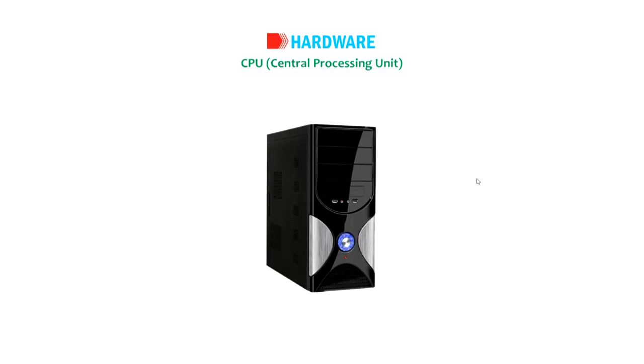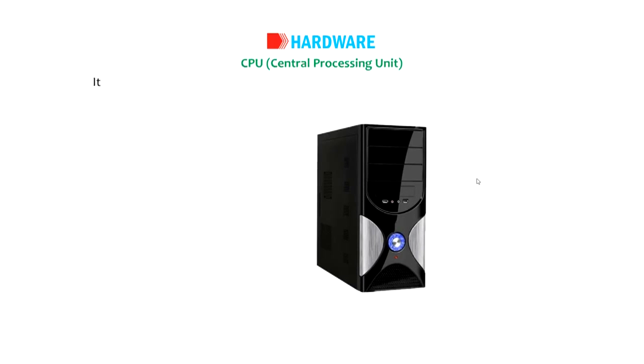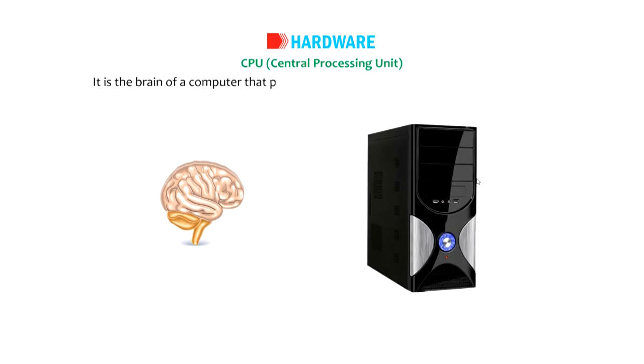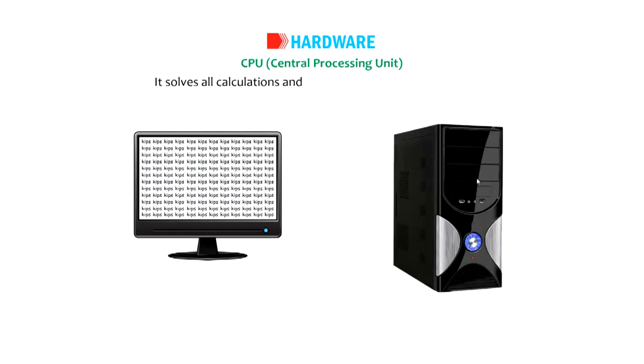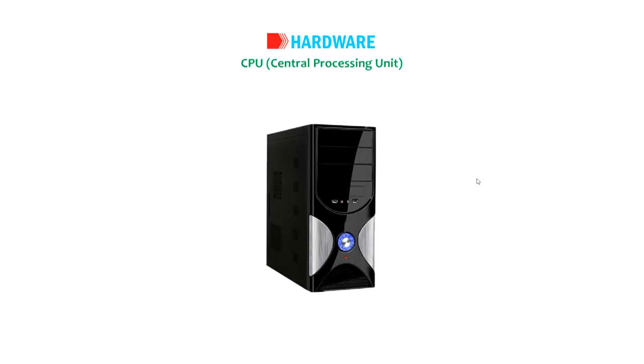CPU, Central Processing Unit. It is the brain of a computer that processes all the instructions given to the computer. It solves all calculations and displays the result on the monitor. It also stores a lot of information. A CPU is made up of 3 main parts. They are MU, CU, and ALU.